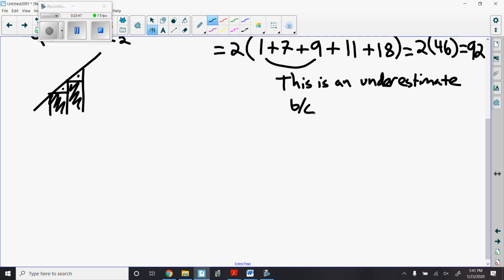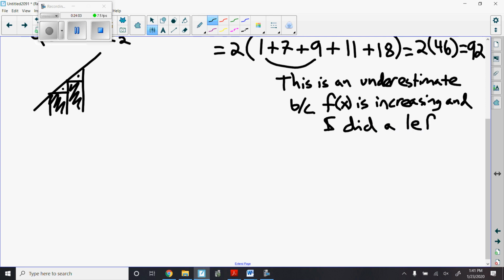So, because f of x is increasing, and I did a left Riemann sum.